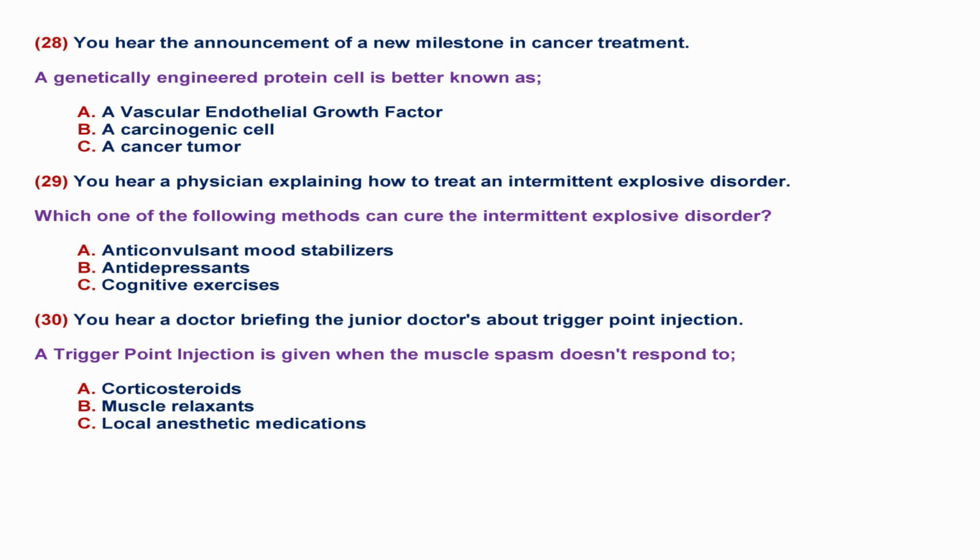Trigger point injection. Often muscle spasm prolongs and doesn't respond to regular treatments like ice and heat, physiotherapy, or muscle relaxants. In order to relax the muscle, either a local anesthetic or a combination of local anesthetic medication and a steroid medication will be injected into the tight bundle of muscles known as trigger points. In this process, the skin of the patient will be cleaned with chlorhexidine and a small needle will be inserted into the trigger point muscle.